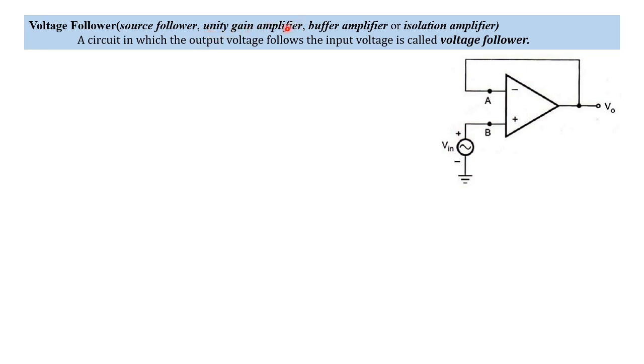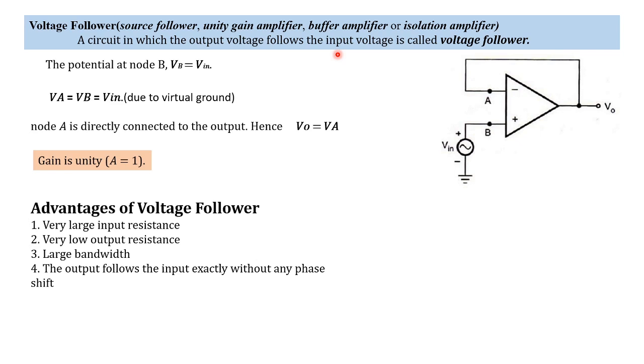There is no gain in the circuit. This is also called a buffer and it is also an isolation amplifier. The circuit in which the output follows the input is called a voltage follower. How are we saying that VB is equal to Vin, whereas VA is equal to Vin? So here V0 is equal to Vin. From this feedback, V0 is equal to Vin. So V0 is equal to VA. Hence there is no gain in the circuit. It is a unity gain circuit.